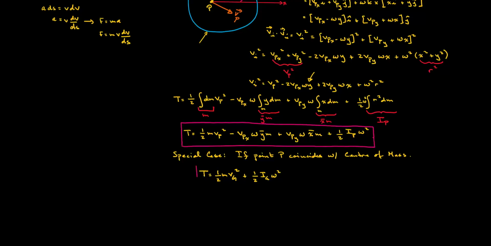So what we see here is that even in this special case, where point P coincides with the center of mass, we have an additional term. So for a rigid body, compared to a particle, we have an additional kinetic energy term. So what are these terms? This is what we call the translational kinetic energy. And this is what we're used to, this is what we have seen in particle dynamics.